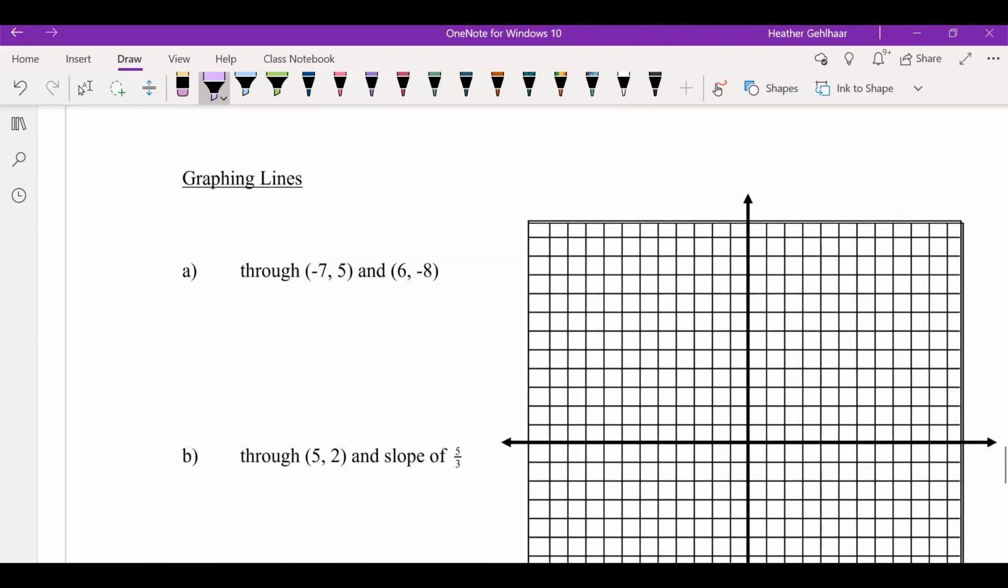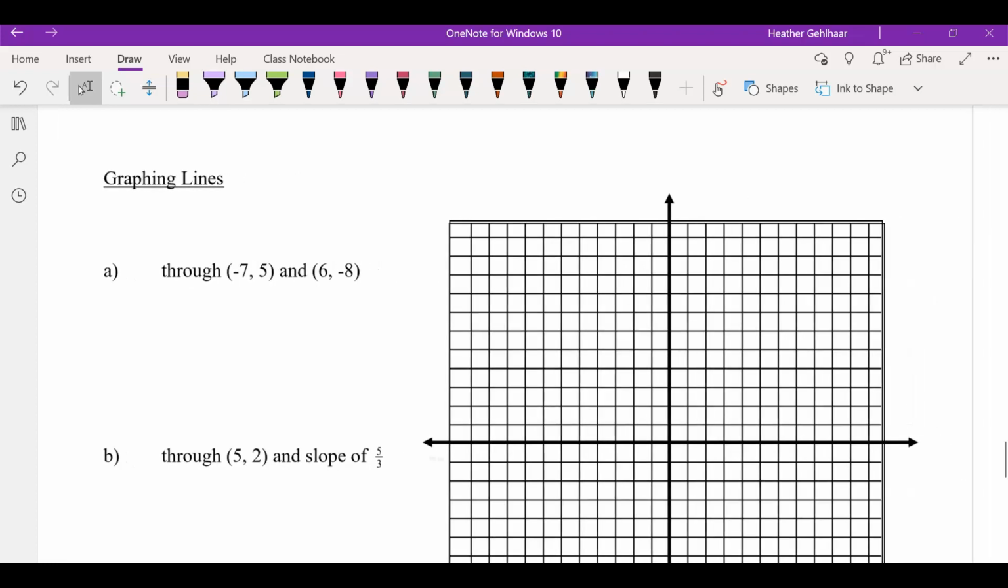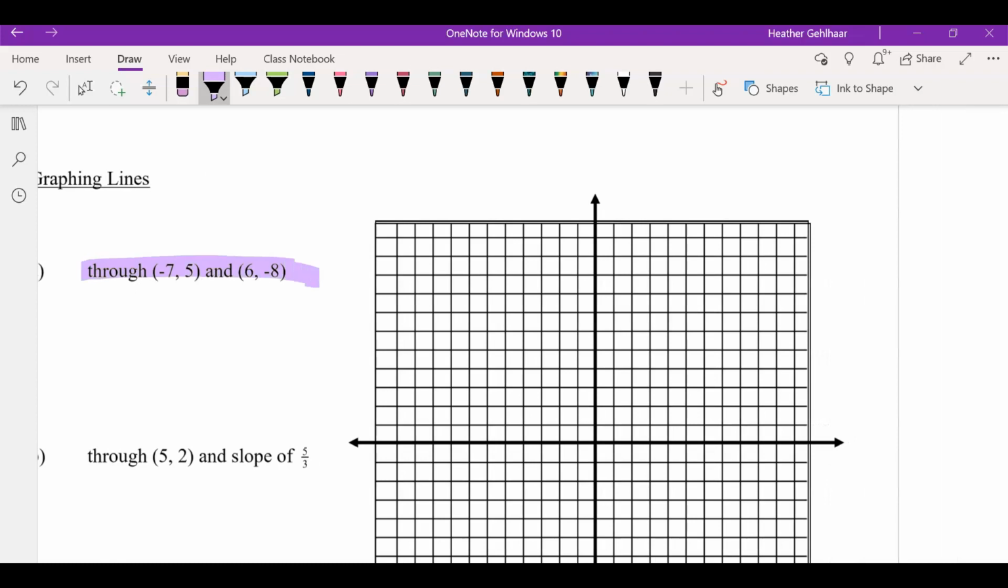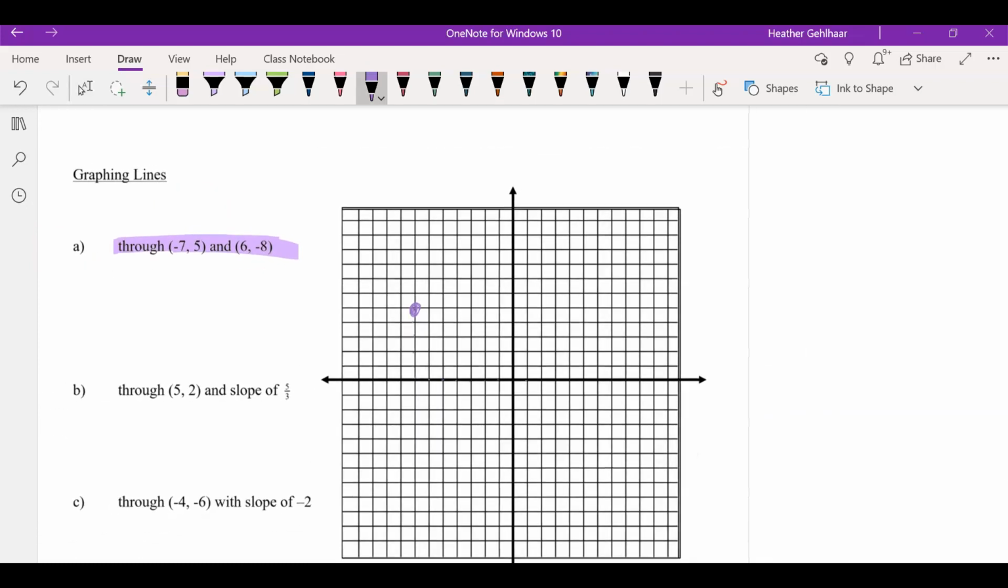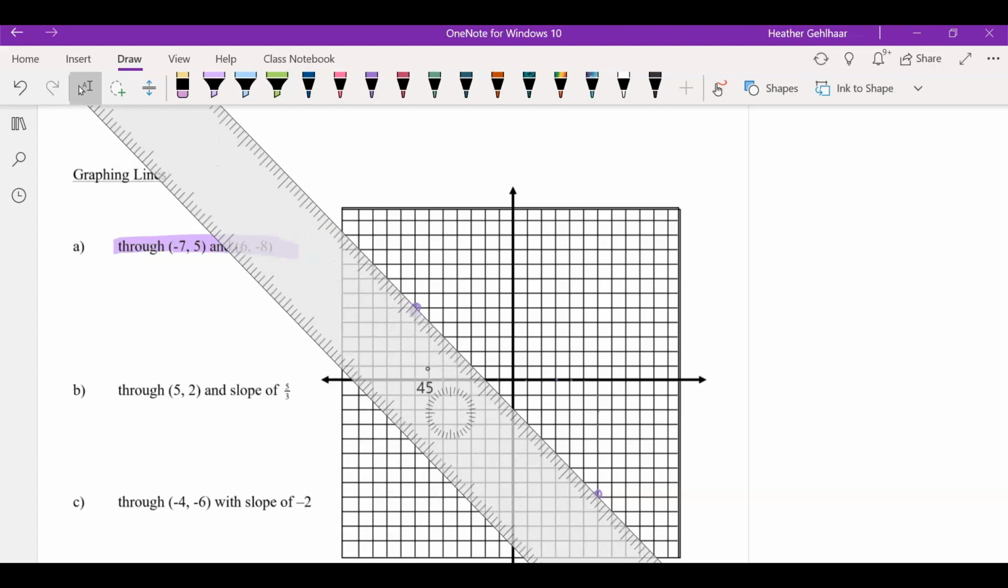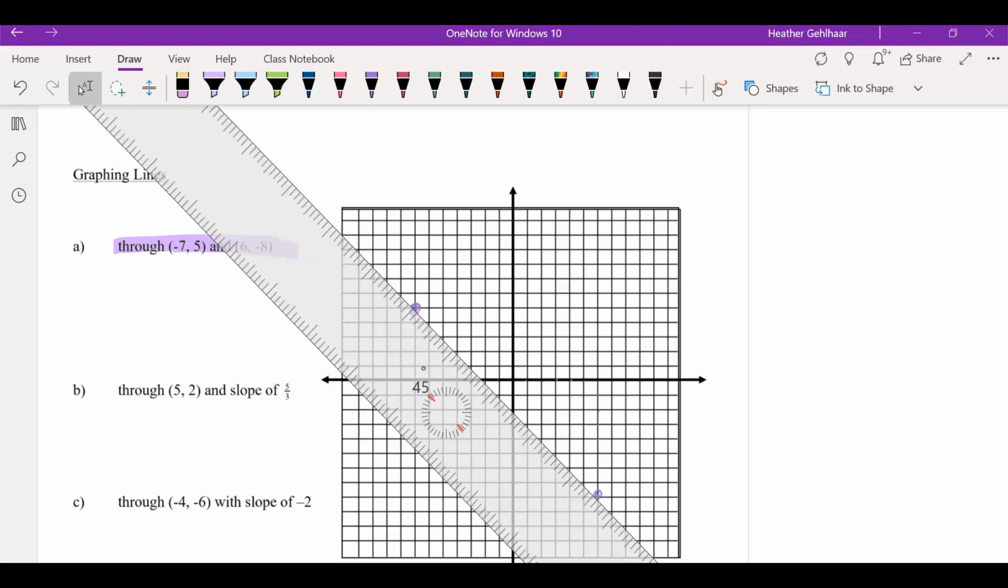Okay, next, graphing lines, our favorite thing. So these first 2, I'm going to go ahead and graph them. Graphing the lines through these 2 points means I'm literally just going to plot those points. So we have negative 7, 1, 2, 3, 4, 5, 6, 7, up 5, 1, 2, 3, 4, 5. That is the first point. The next point is over 6, down 8. So 1, 2, 3, 4, 5, 6, down 8: 1, 2, 3, 4, 5, 6, 7, 8. Alrighty, so here's our lovely line. On my computer, I have this awesome ruler, which you also have, that you could totally use to make your lines nice and beautifully straight.